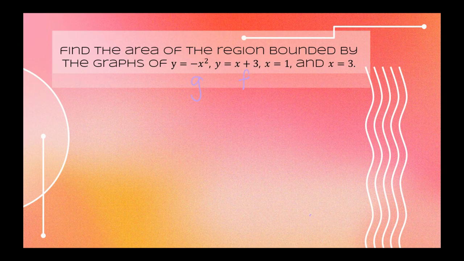Now, in this case, the line is going to stay above the parabola the entire time, but the easiest way to do that is to plug in your leftmost point. A lot of times it's 0, which is nice. So this time we're going to integrate from 1 to 3. And we're going to take x plus 3 minus negative x squared.